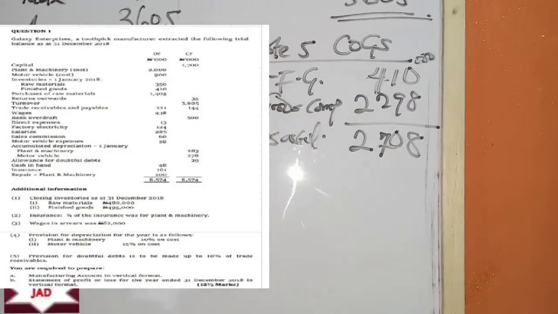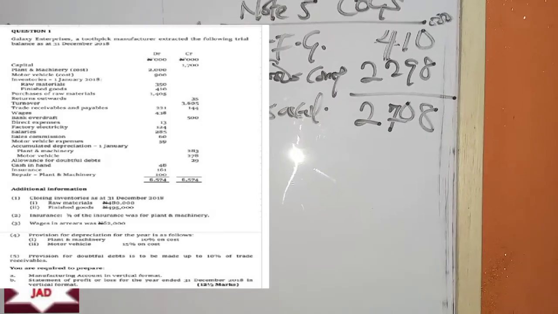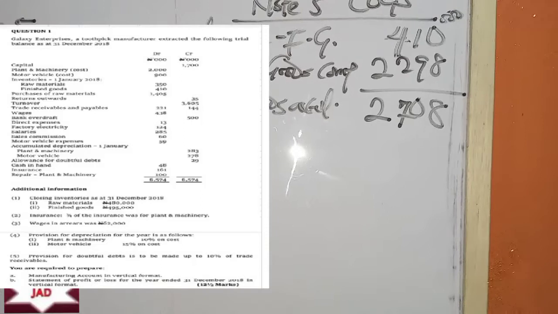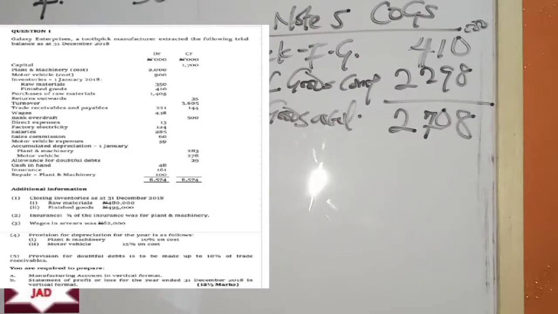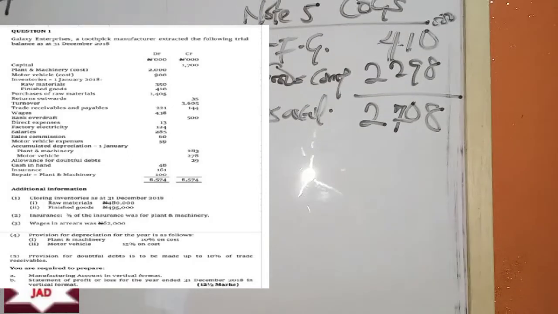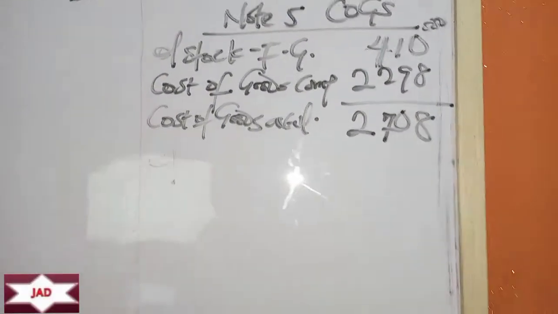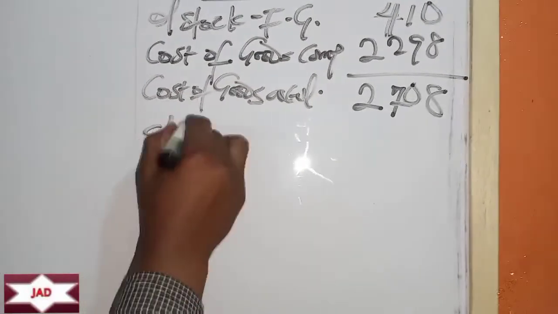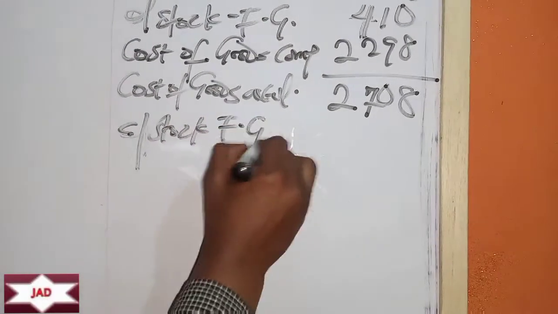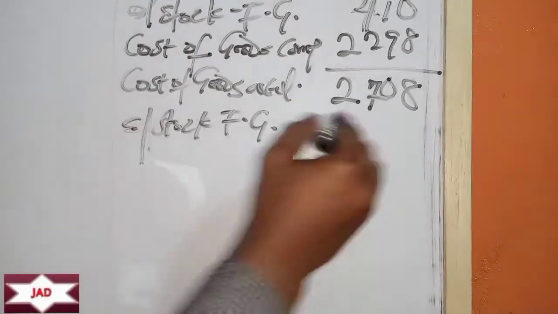So let's look at the question. Okay, I can see closing stock of inventory there. Finished goods there is 495,000. So we have closing stock of finished goods, 495,000.